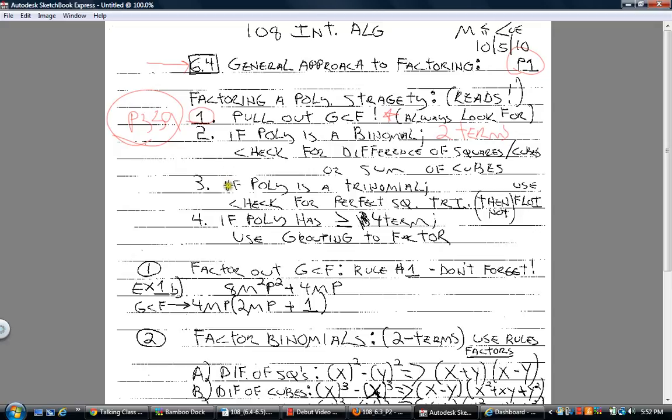If the polynomial is a trinomial, you're going to look to see if you might have a perfect square trinomial. If you do, go ahead and use that shortcut that we've covered already. If not, then you're going to use reverse FOIL or FLOY. So there's a kind of logic flow process through this. Step number 4 is, if you look at the polynomial and it has 4 or more terms, then you're going to use grouping to factor it. We've covered all those 4 techniques.